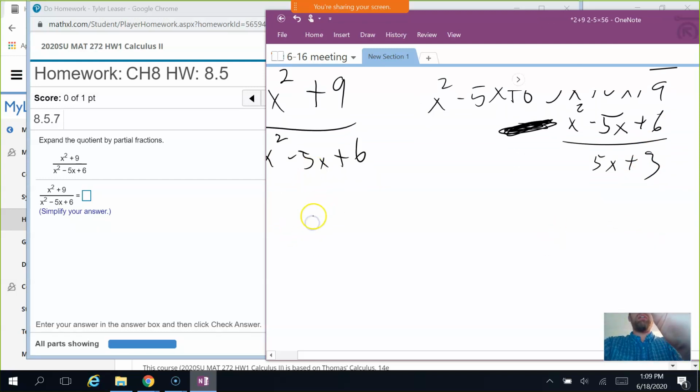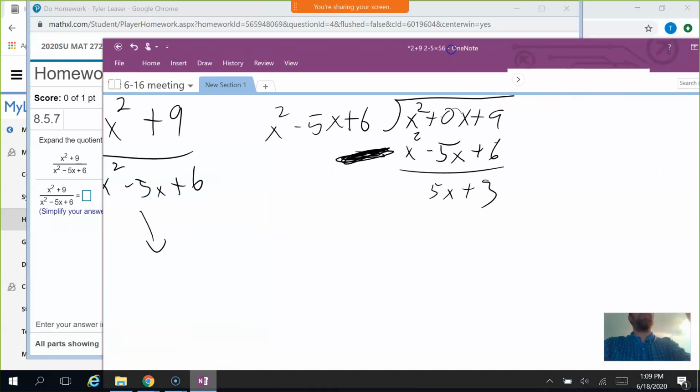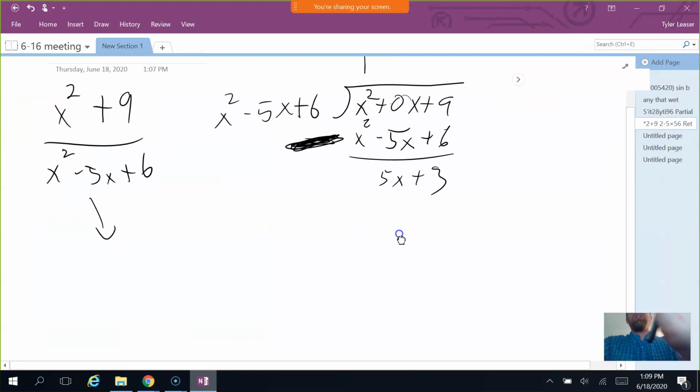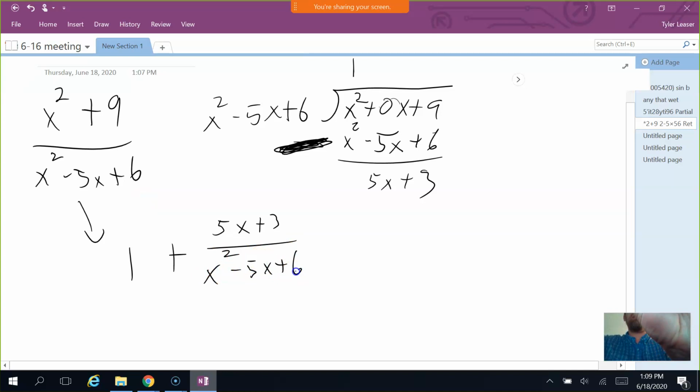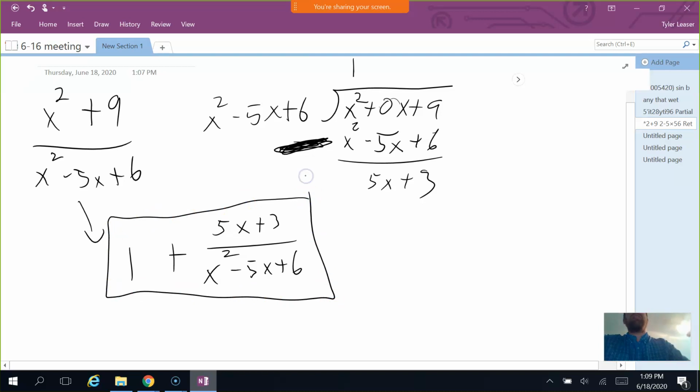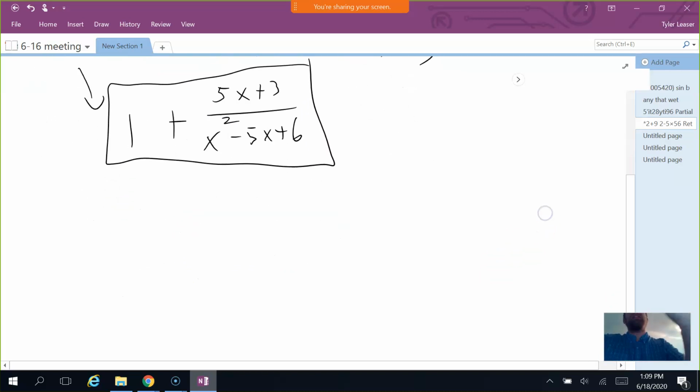So what we have is this thing up top here. Let me make my notebook bigger. This thing that we started with, this fraction here, can be broken up into the quotient 1 plus the remainder, 5x plus 3, all divided by x squared minus 5x plus 6. Now what we want to do is take this and break that up using partial fraction decomposition. Not the 1, of course, but the other part of it. So this 5x plus 3, all divided by the x squared minus 5x plus 6. Let's try to break that up.